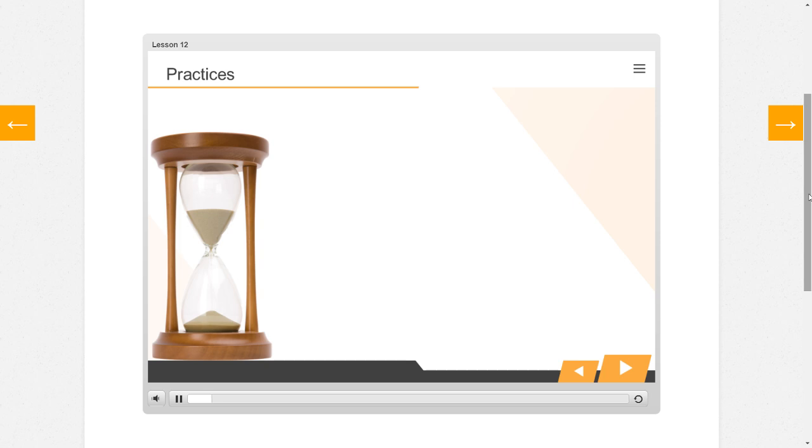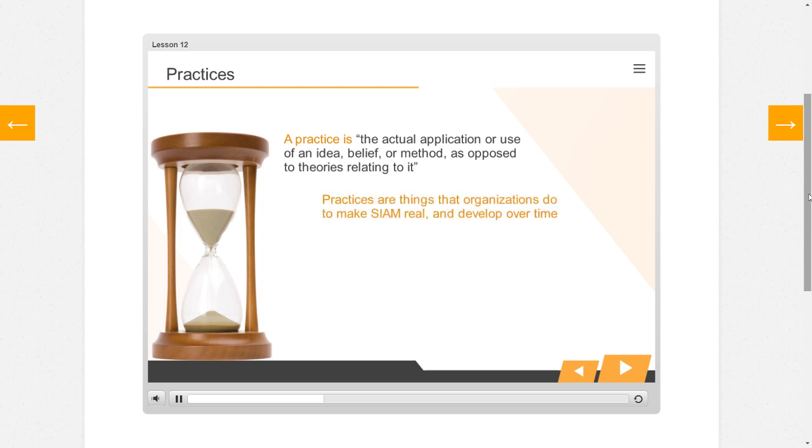Within the SIAM Foundation body of knowledge, a practice is defined as the actual application or use of an idea, belief, or method as opposed to theories relating to it. In other words, practices are things that organizations do to make SIAM real. Over time, all the SIAM layers will develop practices that help them to work more efficiently and effectively, and these may vary from SIAM model to SIAM model.